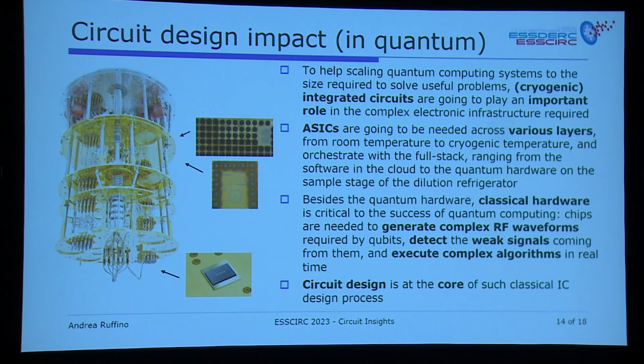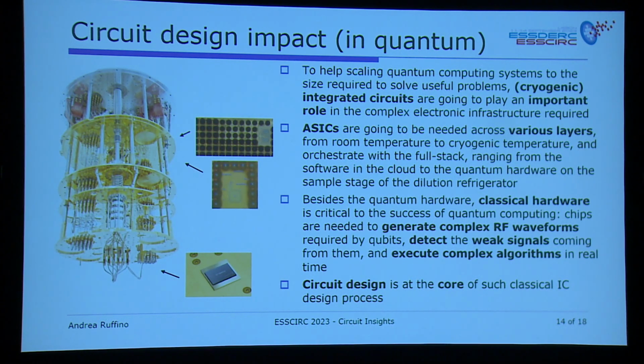And this classical hardware is going to perform very important functions in the quantum computing system, because it's going to be in charge of generating complex radio frequency waveforms, which are needed for the control of qubits. It's going to be employed to read out and detect the weak signals that come from the qubits. And then in the future, also it's going to be employed in order to execute the complex algorithms that are going to be needed when feedback is applied to execute quantum algorithms on large quantum processors.